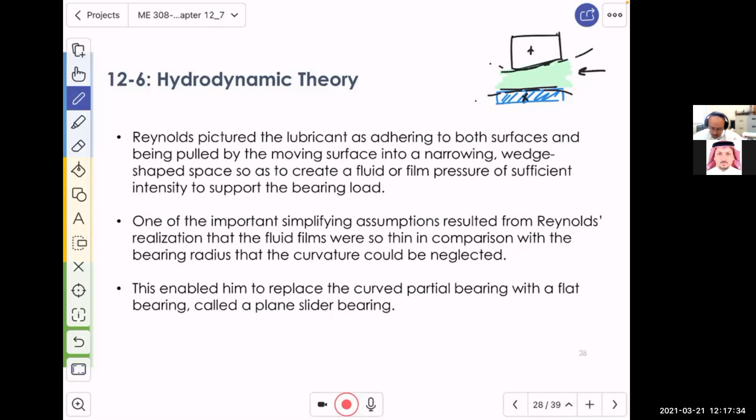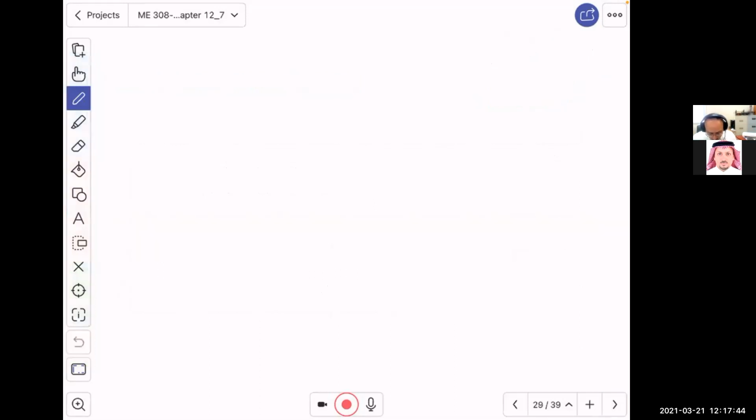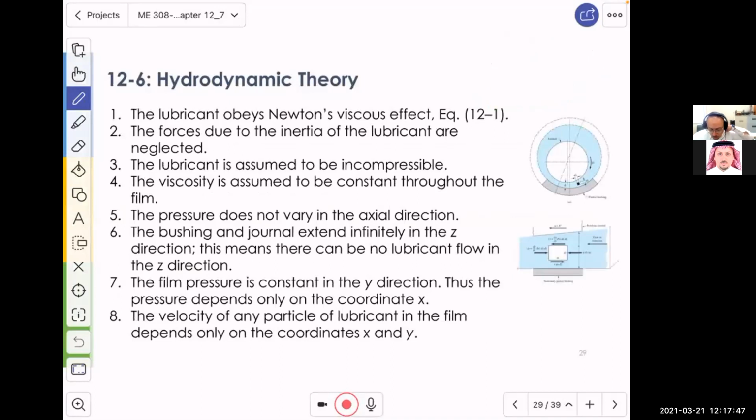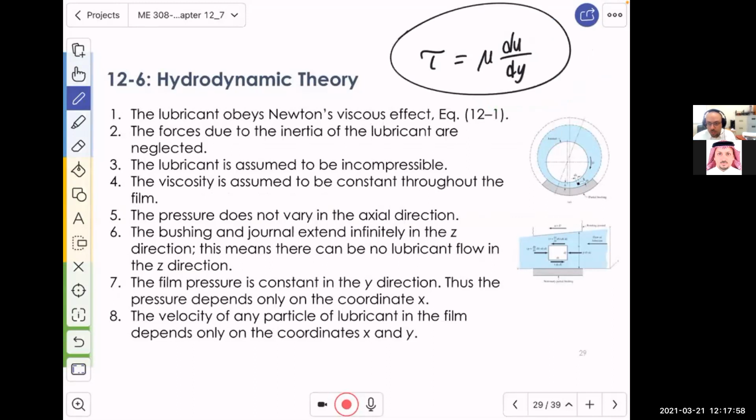So he replaced the curvature with a partial bearing as a flat, just a wedge and a flat surface. The lubricant obeys the viscous law, what we said: tau is equal to mu du over dy. You see that this equation will come so handy later. Okay, viscous Newtonian flow. That's it.